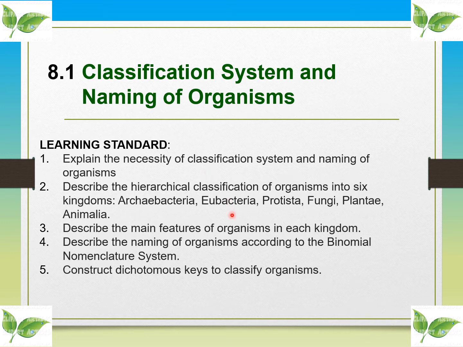Number 2, describe the hierarchical classification of organisms into 6 kingdoms: Archaebacteria, Eubacteria, Protista, Fungi, Plantae, and Animalia. Number 3, describe the main feature of organism in each kingdom. Number 4, describe the naming of organisms according to the binomial nomenclature system. 5, construct dichotomous key, classify organisms.